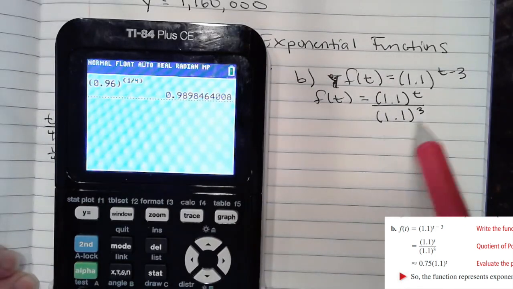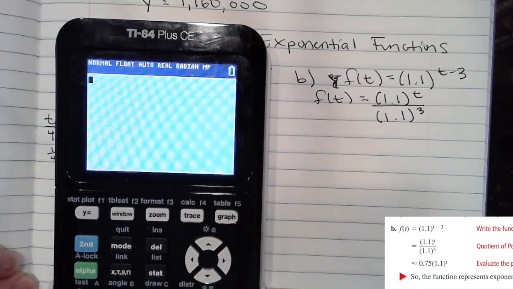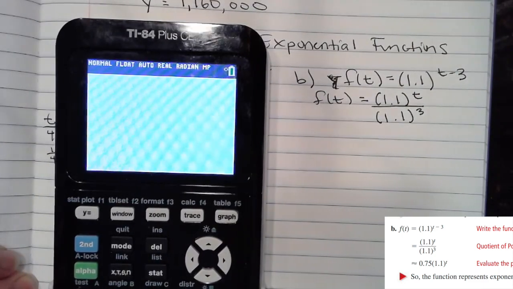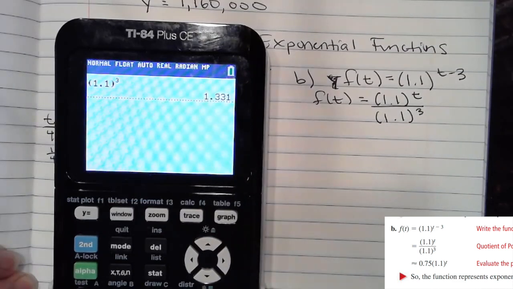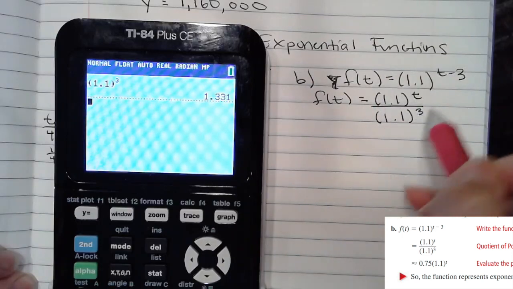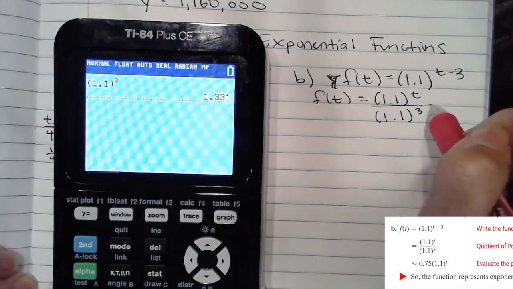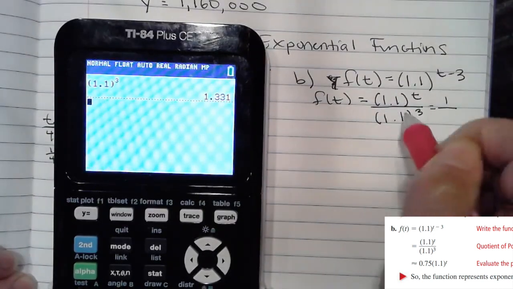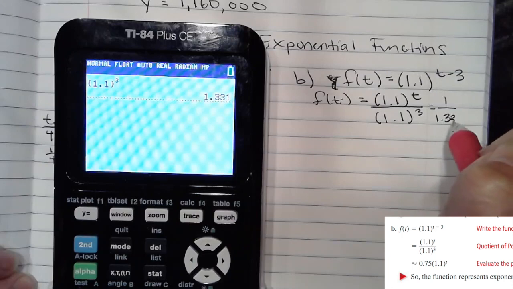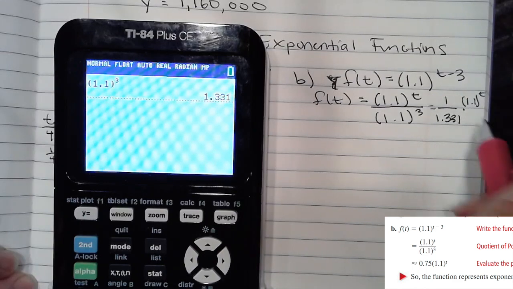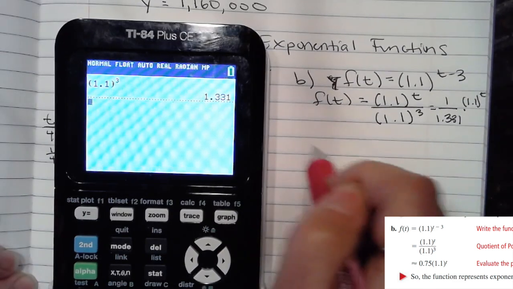So now we're going to calculate this denominator here. Clear that. Parentheses, 1.1, close parentheses, caret to the 3rd power equals 1.331. Now remember, again, you have to learn to pull this apart. So this is really 1 over, I calculated this already, 1.331, times, I know it's tricky, 1.1 to the t up here in the numerator. Okay, let me bring it down here so there's more space.